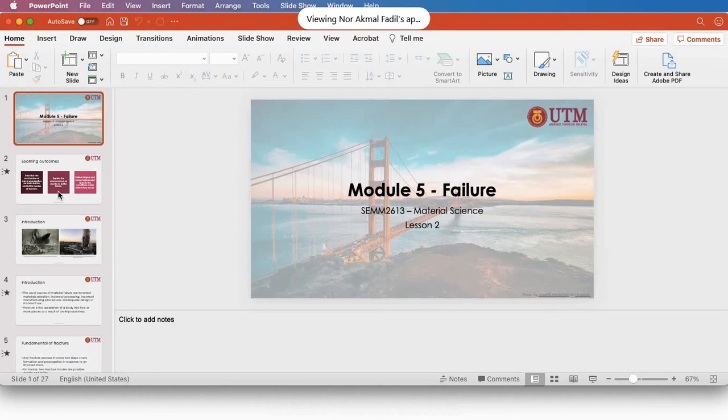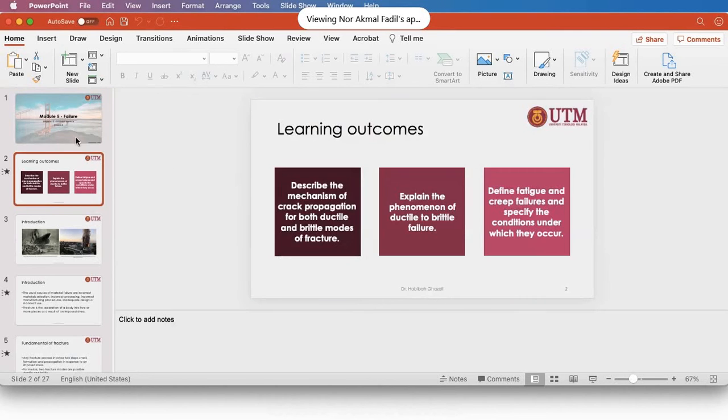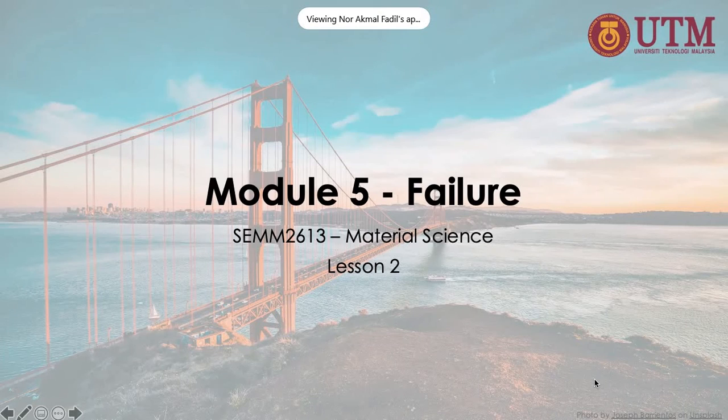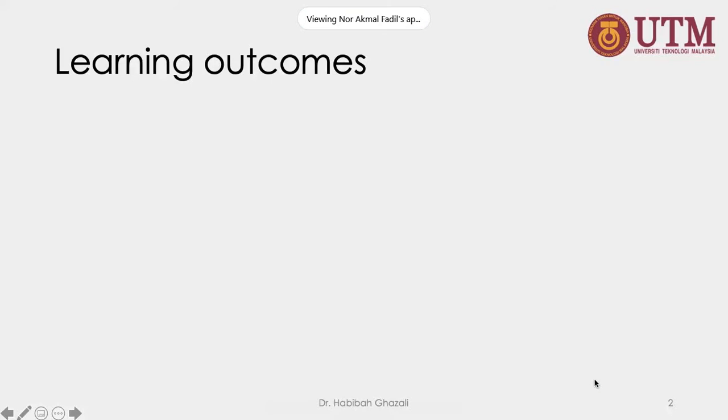Okay, so this is the second part of this chapter, which is about failure. This is very important. When you design something, you need to always consider the failure behavior of the materials. This is very important, especially in any engineering application.